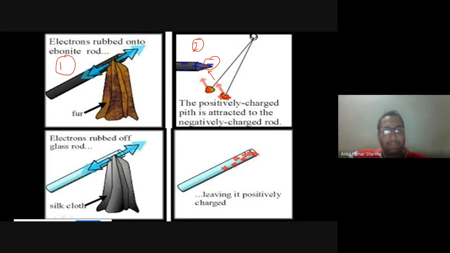In the third diagram you can see that when a glass rod is rubbed by a silk cloth, the glass rod becomes positively charged. You can see this in figure number 4. When a glass rod is rubbed with a silk cloth, the glass rod becomes positively charged.